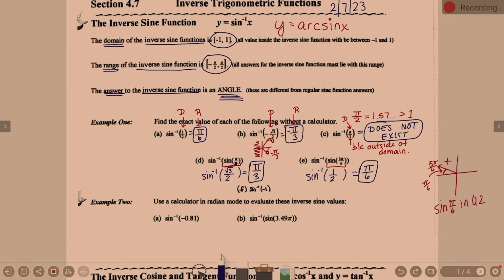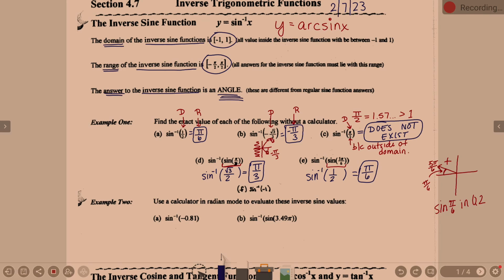It's on the domain. If you check your domain value, is negative 1 part of my domain? Barely, but it is, right? So, this is sine inverse. At what angle does sine equal negative 1? Negative 90. Negative pi over 2.